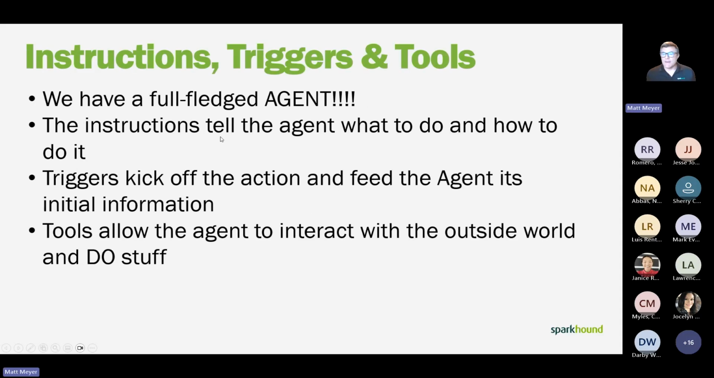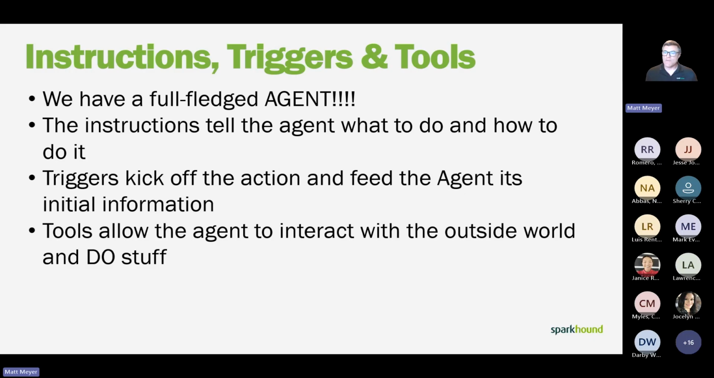Finally, we've got instructions, triggers, and tools. What does that mean? We've got an agent, something that's going to act on its own, right? It knows what to do: instructions. It's got a trigger, so it knows when to do things. And it's got tools, so it knows how to do things.